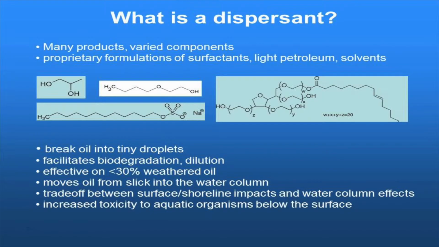So what's a dispersant? There are many dispersant products with varied components. As you know, most are proprietary formulations. They don't have to disclose all the specific ingredients. It's a chemical soup. They're primarily surfactants, things that break up oil. There's light petroleum in some of the materials, that's to help solubilize the oil, and different solvents. And again, you have a PDF of this, so if I'm going too fast, I apologize.